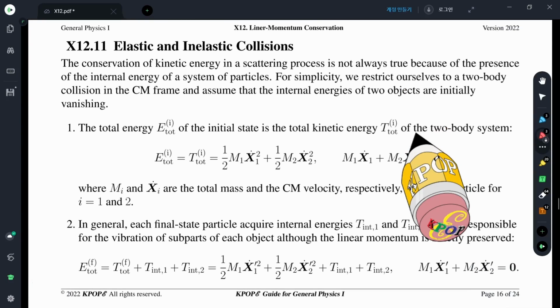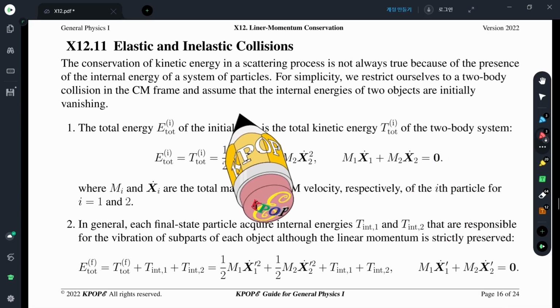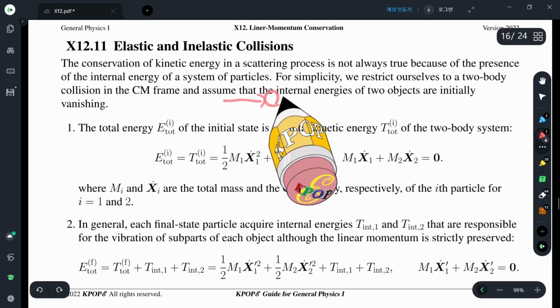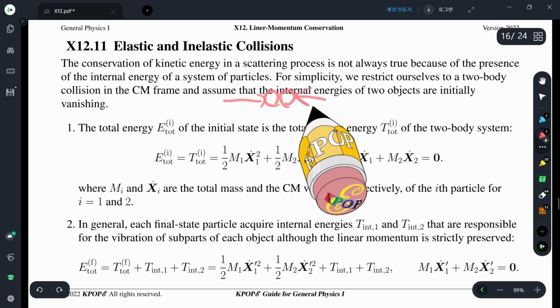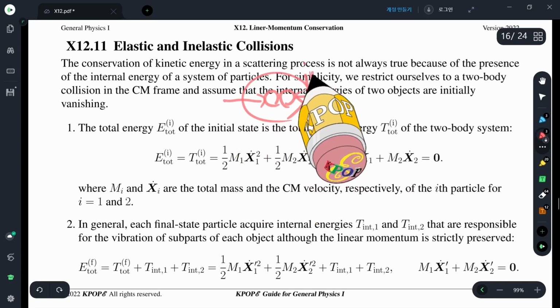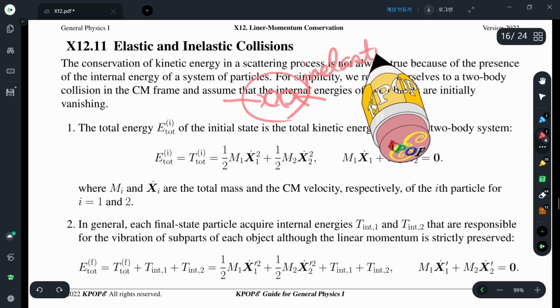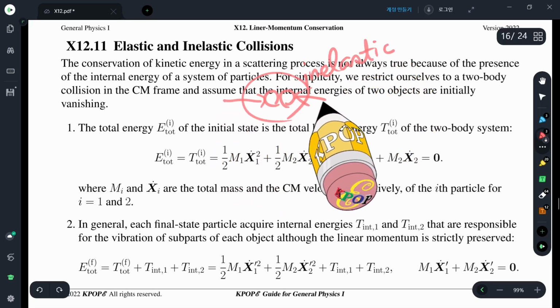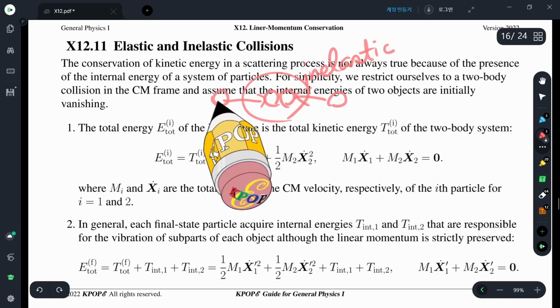Elastic and inelastic collisions. Actually, if two particles collide, sometimes they stick together. We call this one inelastic because, for example, two identical particles collide.